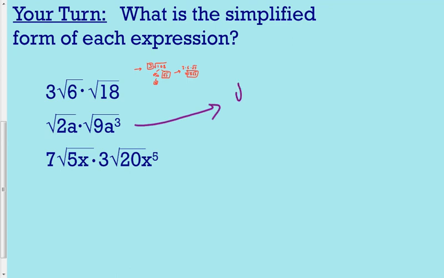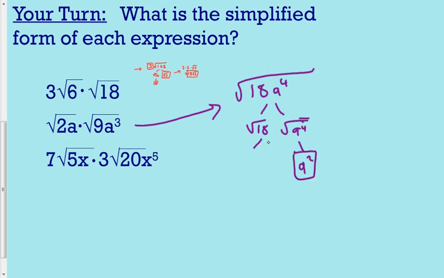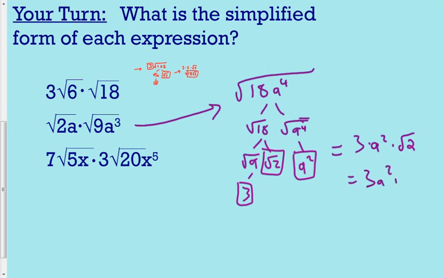Everything's on the inside, so we're going to write it as square root of 2 times 9 is 18. A squared and a cubed would be a to the fourth power. So I know this, that we're going to first break this apart into the square root of 18 and the square root of a to the fourth power. The square root of a to the fourth power is a squared. So we're good there. Square root of 18, we're going to break down into the square root of 9 times the square root of 2. Square root of 9, of course, is just 3. So we have 3, square root of 2, and a squared. So our result is going to be 3 times a squared times the square root of 2, which is just 3a squared square roots of 2.